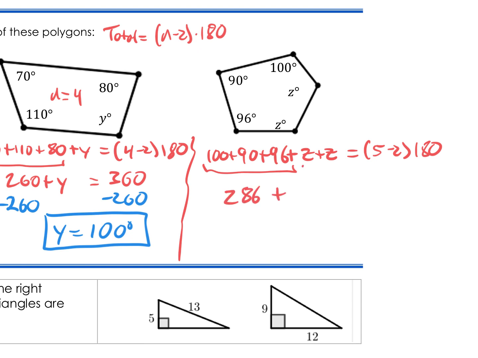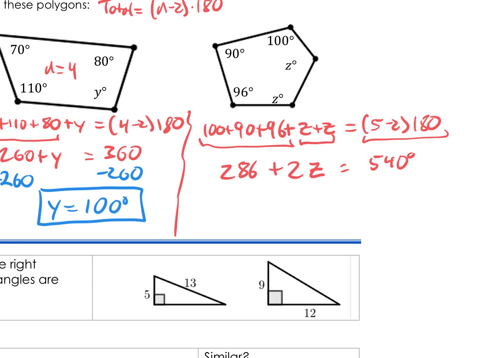286 plus, and z plus z is 2z. Watch out, don't let your z's look like a 2. I like to put that line there just for that purpose. And 5 minus 2 is 3 times 180. 3 times 180 is going to be 540 degrees. So we're getting close. Let's use our algebra. Let's subtract first.